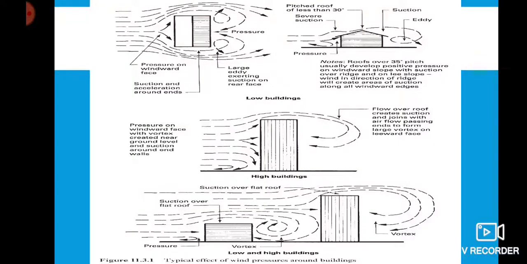In low buildings, pressure on the windward face with vortex created near ground level and suction around the end walls.